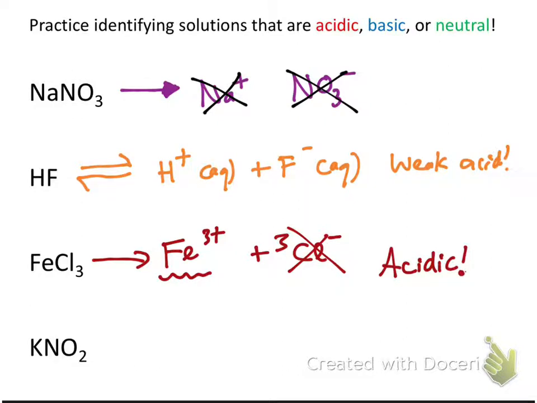Cool. Up next, we have KNO2. How are we going to identify KNO2? So it would split apart into potassium and nitrite, NO2-. K+ is a group 1 metal cation. It's going to be neutral. NO2- looks suspiciously like the conjugate base of a strong acid, but HNO2 is not a strong acid. HNO2 is weak.